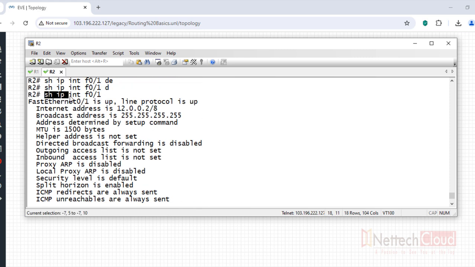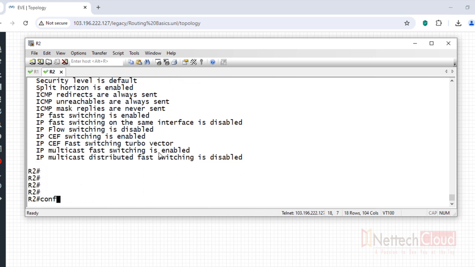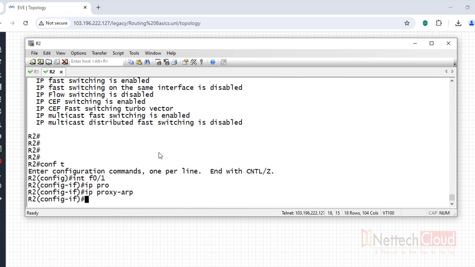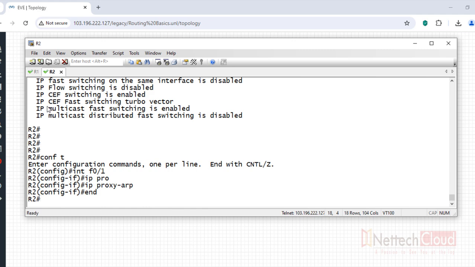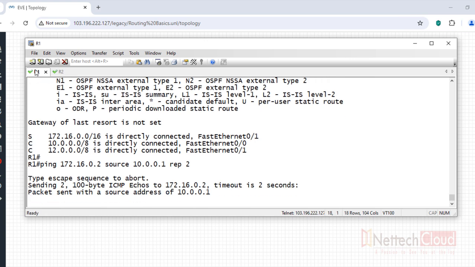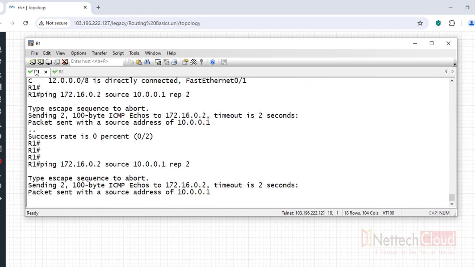So I've typed show ip interface F0/1 and see here proxy ARP is disabled, and that's the reason. So can we enable proxy ARP? Will it fix the problem? Yes. ip proxy-arp, done, right? Now let me initiate the ping from here again, one more time. Two packets, maybe the first one times out, one more time.